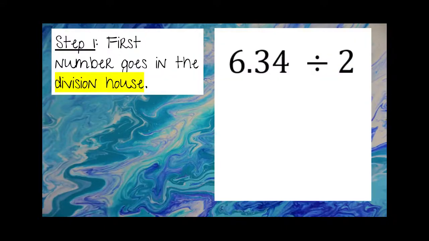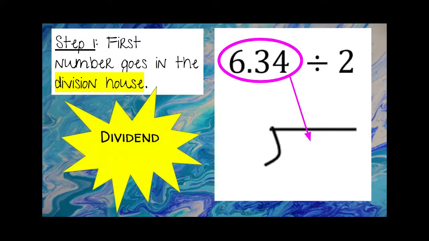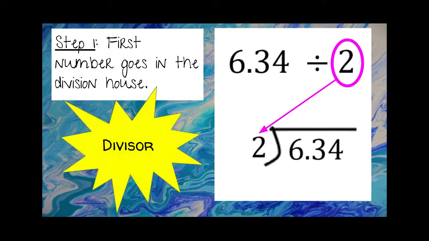So let's talk about 6 and 34/100ths divided by 2. The first number goes in our little division house. That's called the dividend. The dividend goes in. So let's put it in the house. And that just means that the other number, which is called the divisor, goes outside of the house.